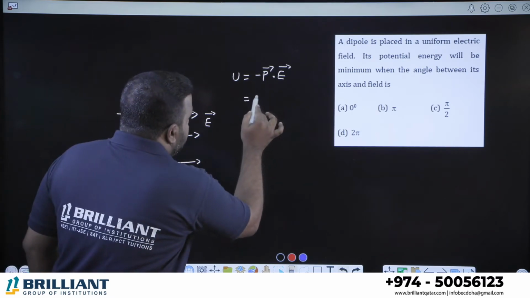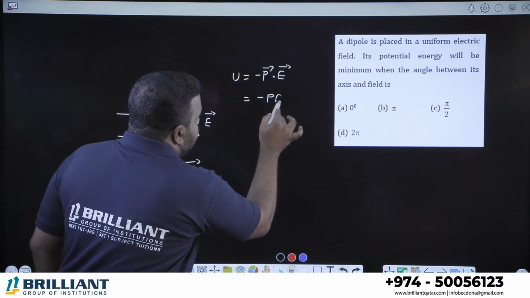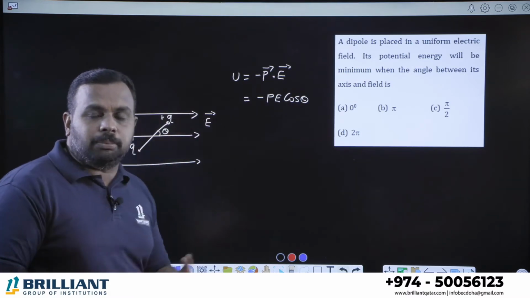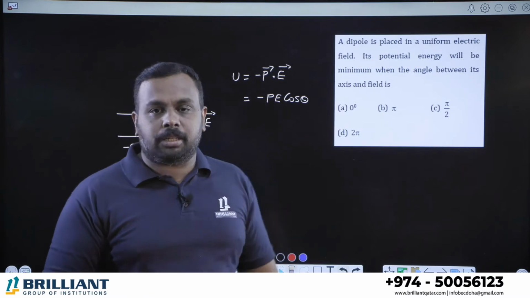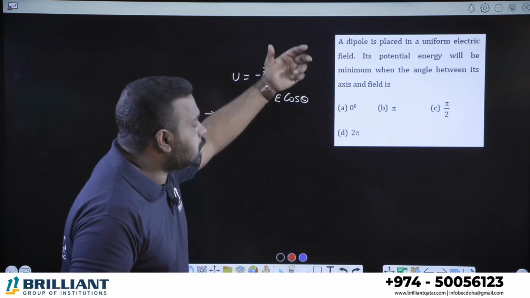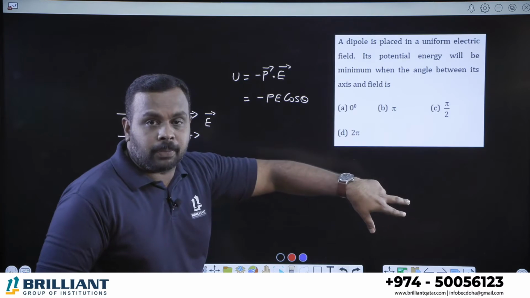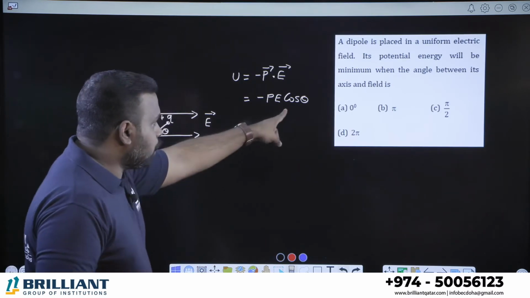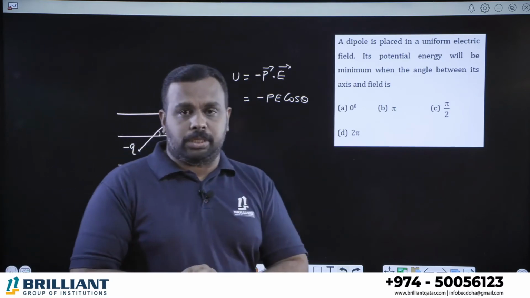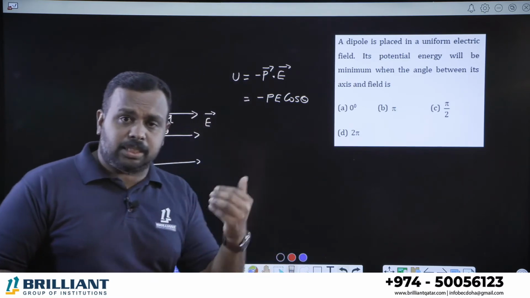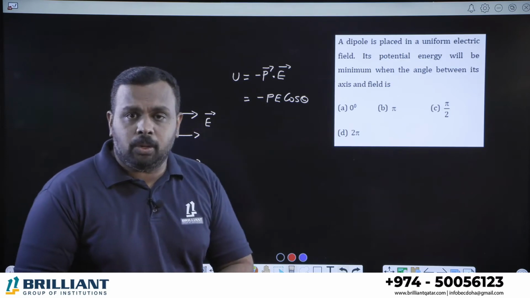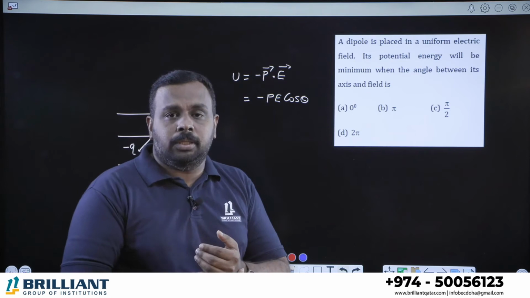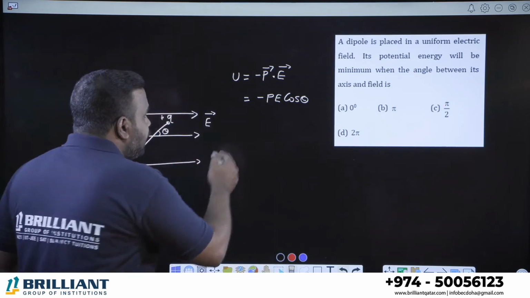Now we can substitute that P dot E is PE cos theta, right? So this is the equation for the potential energy of a dipole kept in a uniform electric field. Now what they are asking is when this potential energy will be minimum. Let's check. What is the value of cos theta? Cos theta ranges from -1 to +1. So the minimum value of cos theta is -1, and the maximum value of cos theta is 1. So we will take theta as 0.